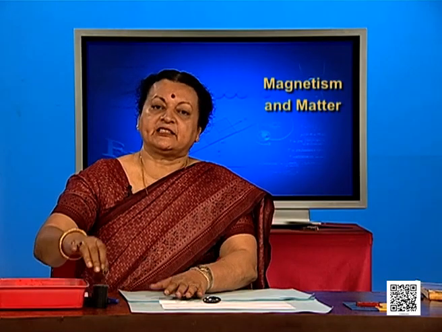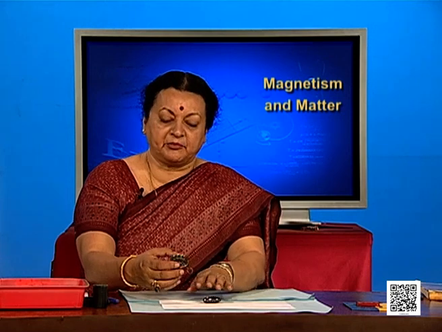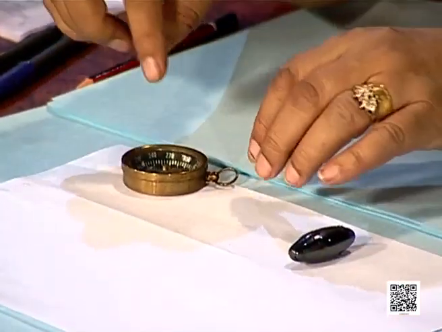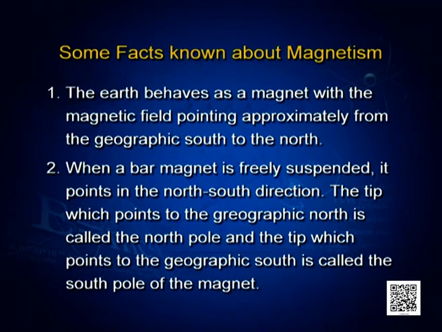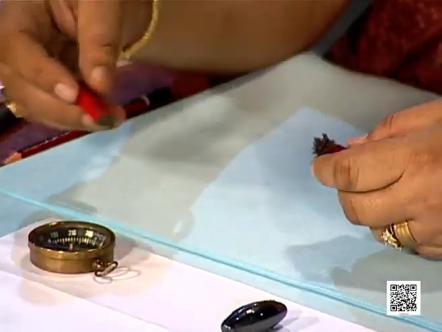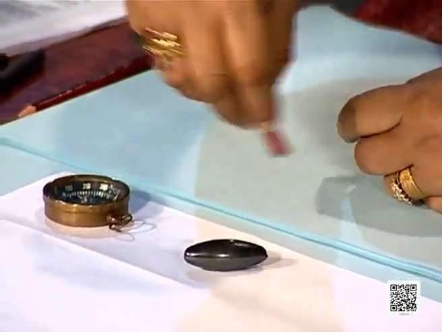If you have a freely suspended magnet like this compass needle, the end that points towards the north pole is called the north and the south seeking pole is called the south. Like poles of a magnet repel each other and unlike poles attract.